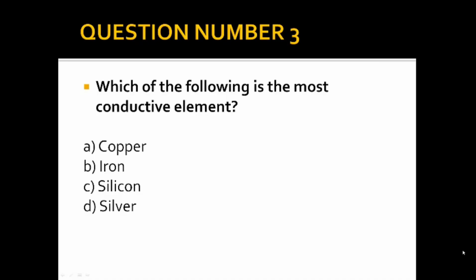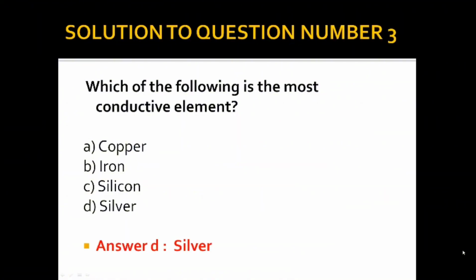But let's look at the one that is most conductive. I say the answer is silver because of the nature of the material. It is a conductor, yes. Copper is also a conductor. Iron is also a conductor, but silver is more conducting than the rest of them.